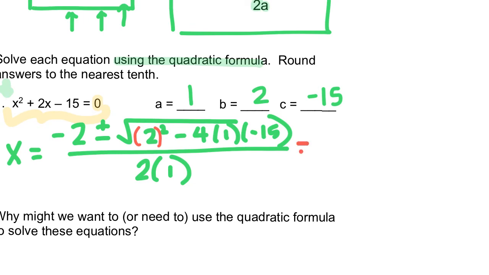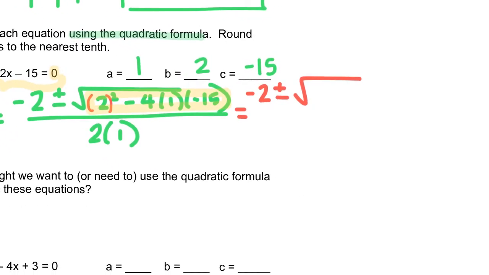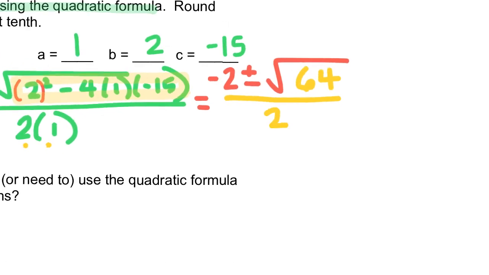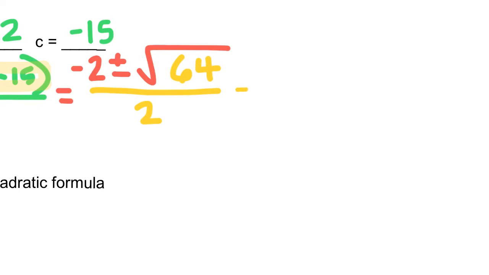Let's begin with everything under the radical. So copy down negative 2 plus or minus and then the square root. Using your calculator or mental math, do everything mathematically possible under the radical. So that would be the square root of 64. And then I'm going to do 2 times 1. So that would give us 2. Well, the square root of 64 is 8.